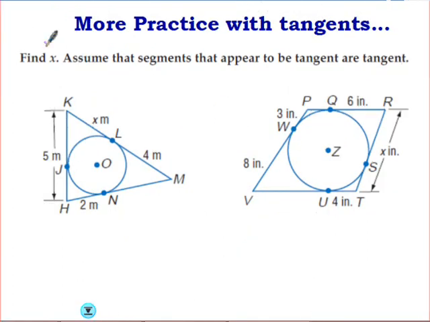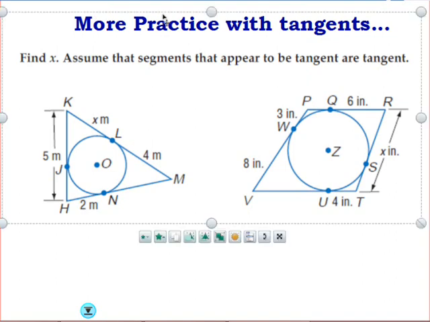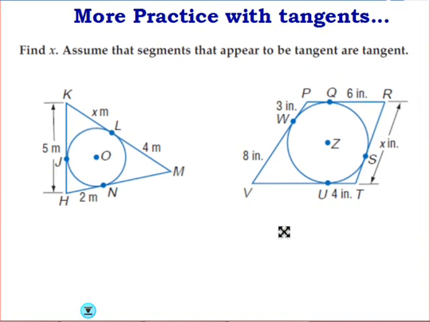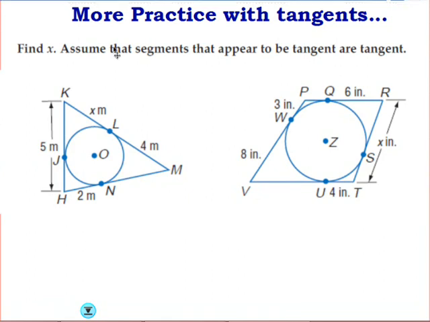More practice with tangents. So this doesn't look like what we just did, but it is the same exact thing. We're going to test what we know about tangents based on the fact that if these are all tangents, assume that they're tangents, then this distance from K to L is the same as this distance from K to J. Okay?